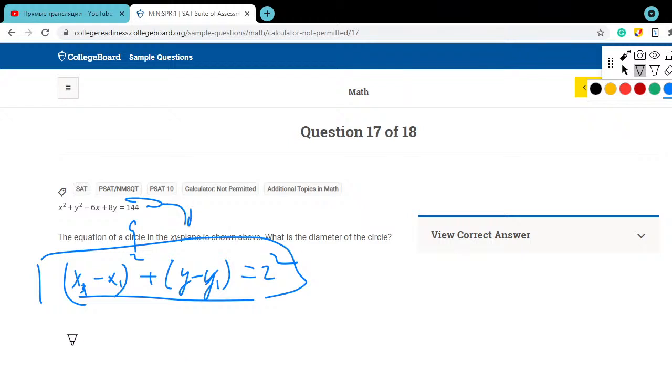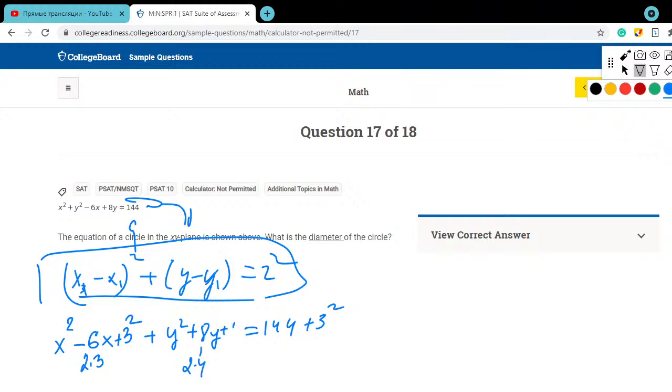We need to bring this to this form. How do we do that? Write x squared minus 6x plus y squared plus 8y equals 12. Look, what is 6? 6 can be written as 2 multiplied by 3. Therefore, we add 3 squared here. And the same we do here. We have 8, 2 by 4, so we add 4 squared here. Why? Because we need to write it in the form of this.